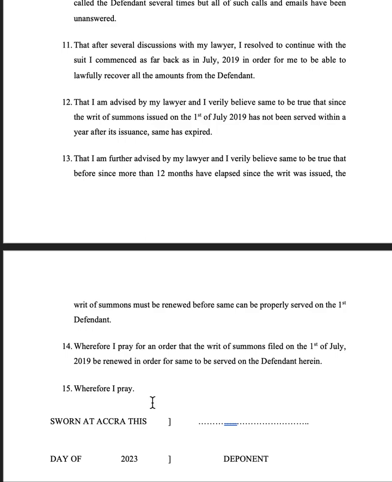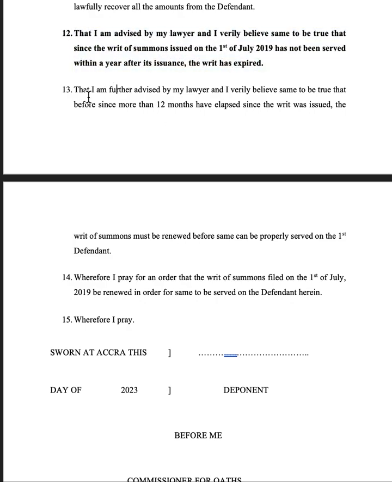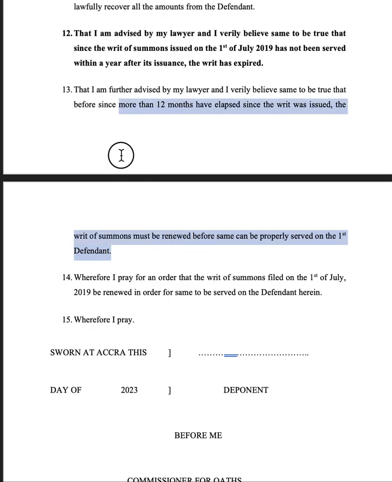Paragraph 12. That I am advised by my lawyer, and I verily believe him to be true, that since the writ of summons issued on the 1st of July 2019 has not been served within a year after its issuance, the writ has expired. Paragraph 13. That I'm further advised by my lawyer, and I verily believe him to be true, that since more than 12 months have also elapsed since the writ was issued, the writ of summons must be renewed before same can be properly served on the defendants.